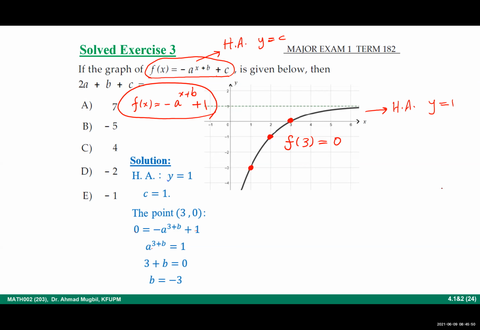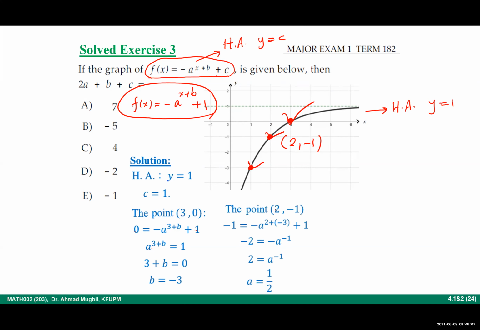Now we use this point. Let's use this point now, or this point, any one of them. It is up to you. So let's choose the smaller one. What is this point? It is (2, -1). So let's use it. Now update your function. Your function is now -a to the power x plus b, plus 1. What is b? b is -3. So this will be -3 plus 1. So what are we left with? We are left with a.